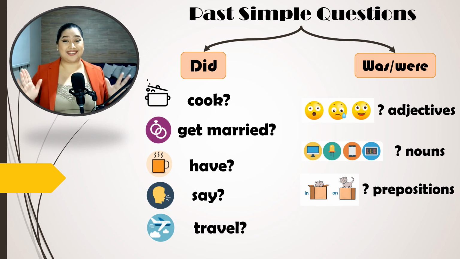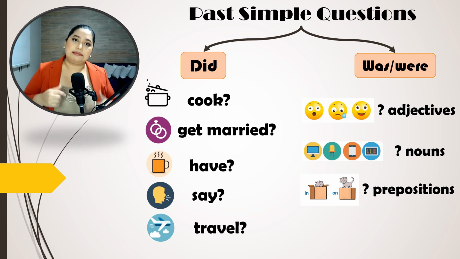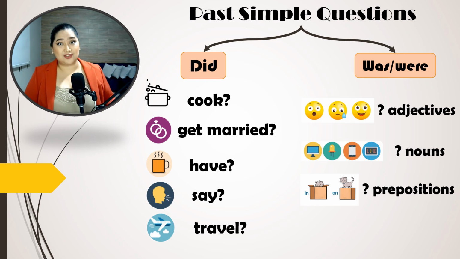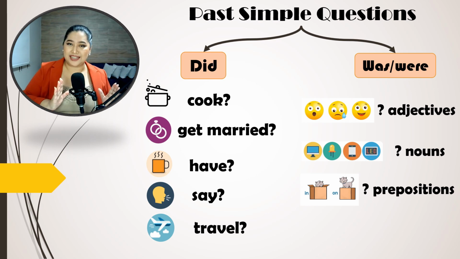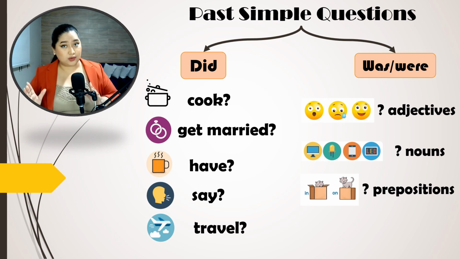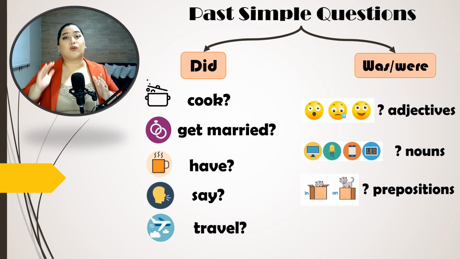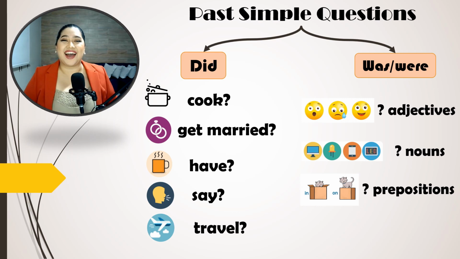So this is the difference. Of course, it's not the same question. We can't say, were you cook yesterday? That's not correct. Did you cook yesterday? Or, did you happy last week? Were you happy last week? Because of course we use did for verbs, activities, actions, but we should use was or were for adjectives, nouns, and prepositions. All right, now it's your turn. Come on, make your own examples.